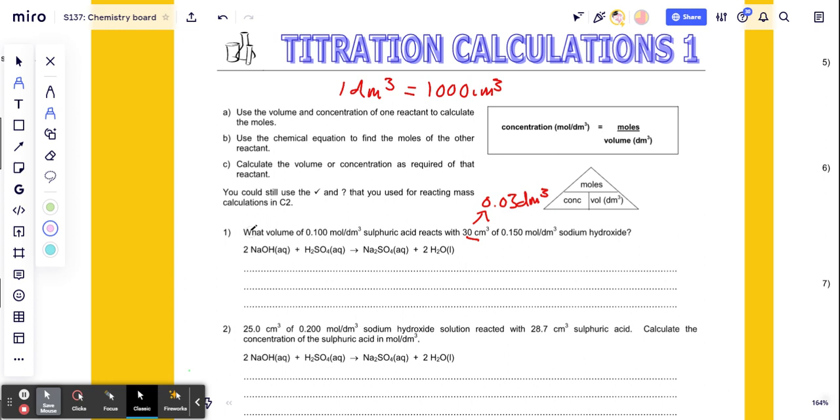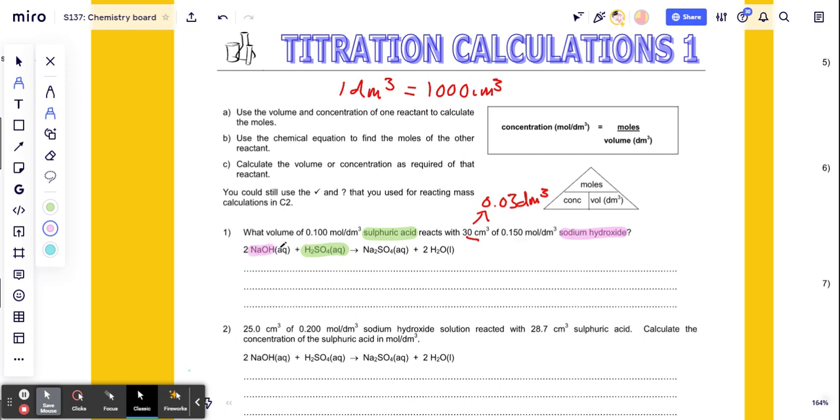Just as we did in the moles question, we have a known and a target substance. We want to find out what volume of the sulfuric acid. So let's highlight the target substance in green, and we'll highlight it here in green too. And then the known substance is the sodium hydroxide, because we know the volume and the concentration.